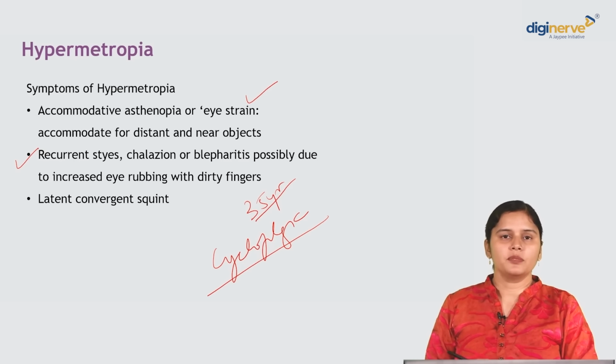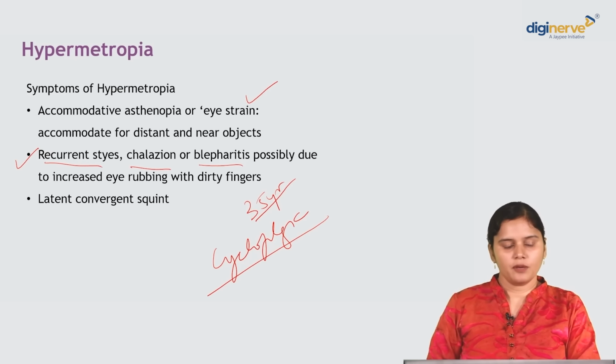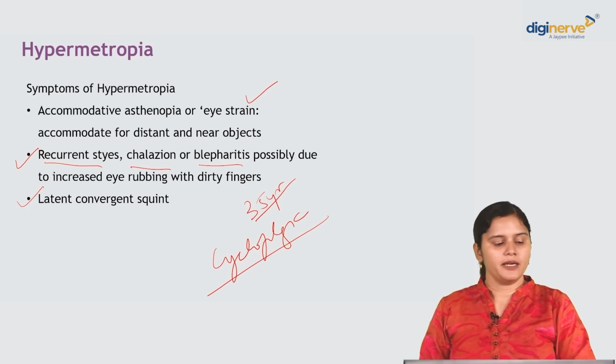People tend to rub their eyes with dirty hands. Therefore, they can have recurrent styes, chalazia or blepharitis. Then a latent convergent squint might develop if excessive convergence is present.